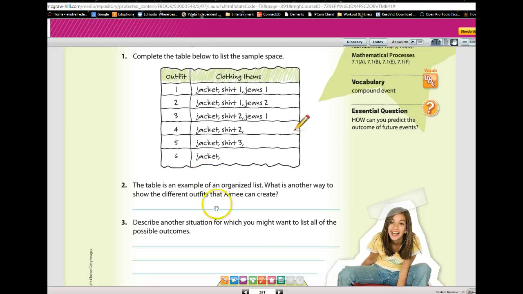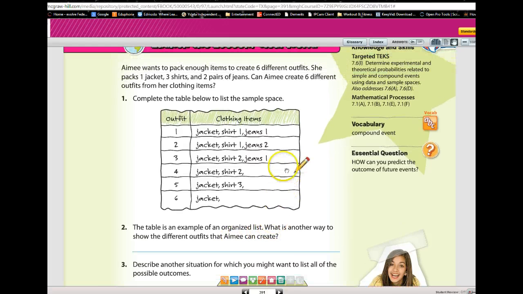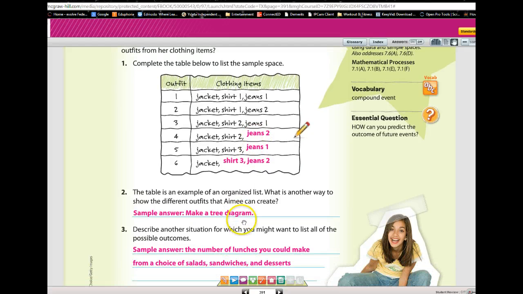Number 3, let's describe another situation for which you may want to list all possible outcomes. Now, I'm just thinking a little different here, and I'm going to go ahead and give you the solutions to everything. If you created this list correctly, here's the missing pieces you would have had from the list or from the table. A tree diagram is something we've already done, and you will be making those today and in this lesson, so just be ready to do that.